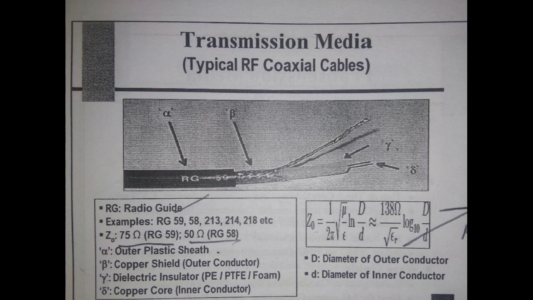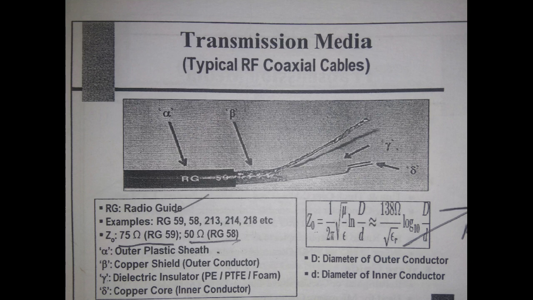Here we can see RG, which is radio guide, and there are some examples of RG 59, 58, 213, as I already explained. There are some certain parameters: alpha, outer plastic sheet, then beta, copper shield, then gamma, dielectric insulator, and delta, copper core inner conductor.